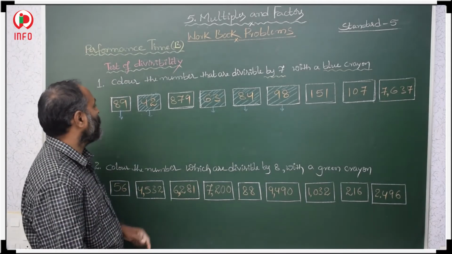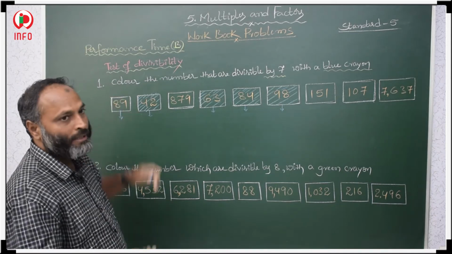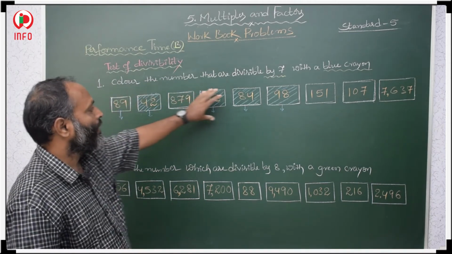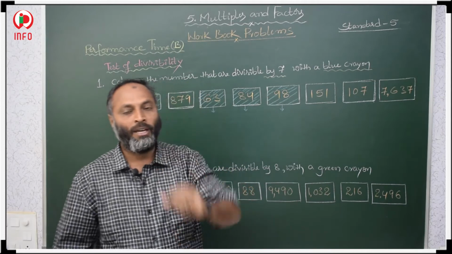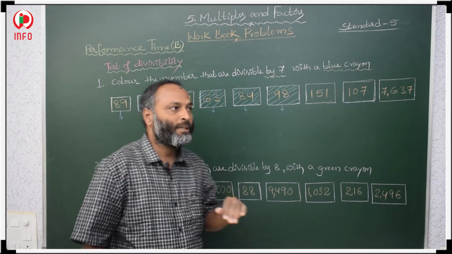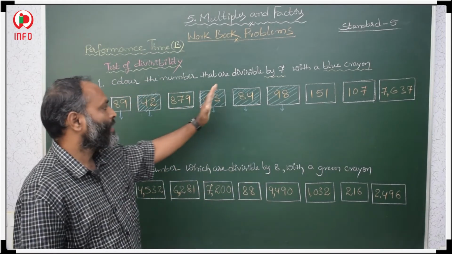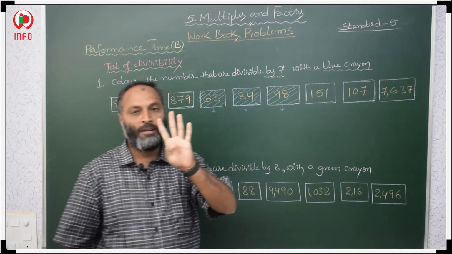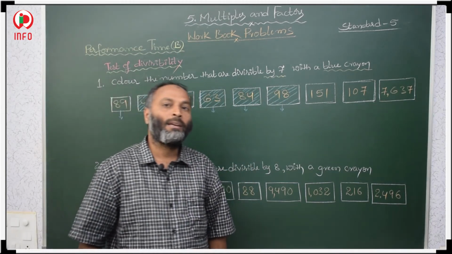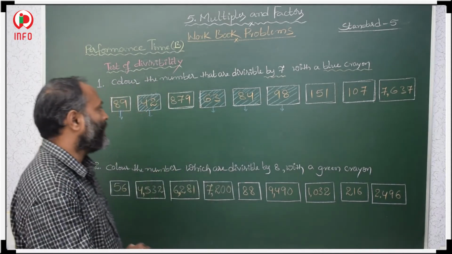Here, 2-digit numbers: 1, 2, 3, 4, 5, we have 5 2-digit numbers. Among these 5 2-digit numbers, 42, 63, 84, 98, these 4 numbers are divisible by 7. Next, we go for 3-digit numbers.